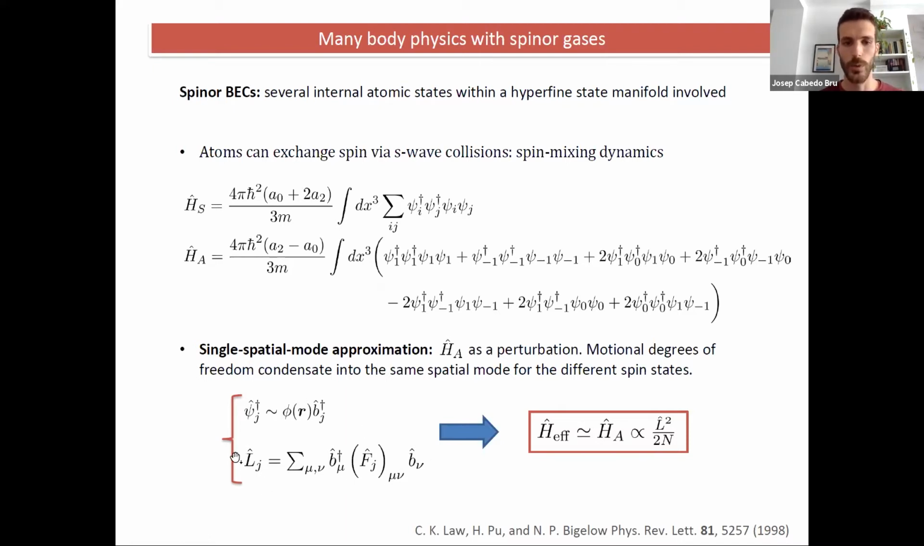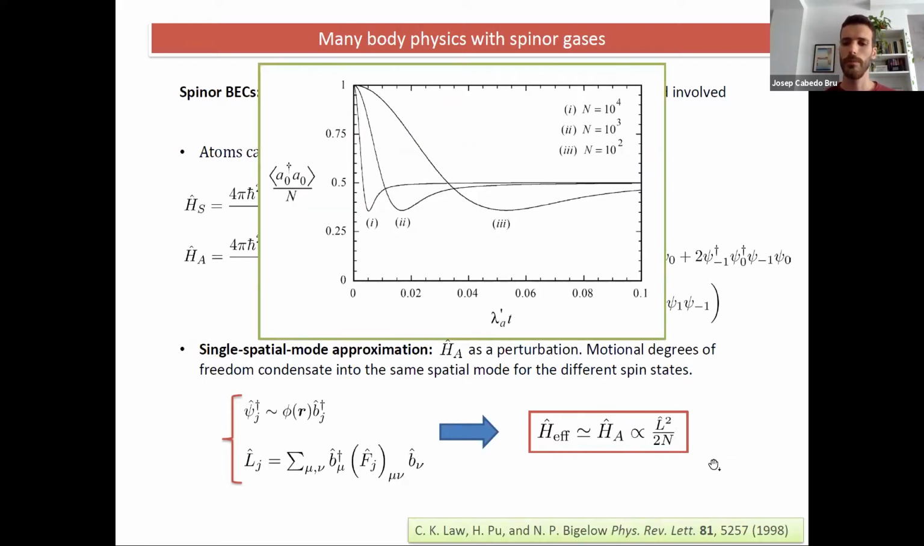This allows us to write the Hamiltonian in terms of these collective spin states, and where we only take into account the perturbative action of the non-symmetric part over the symmetric solution. And it takes this very simple form as a macroscopic spin Hamiltonian, if you want.